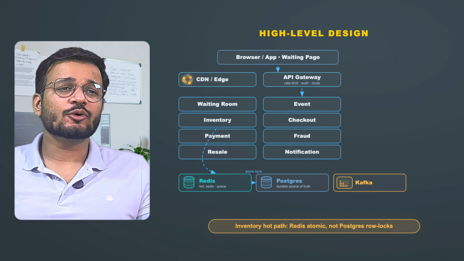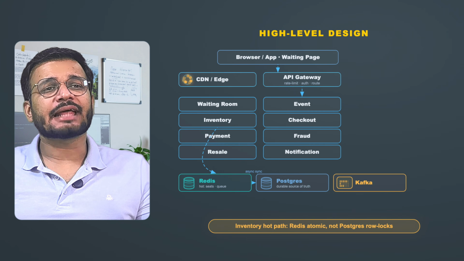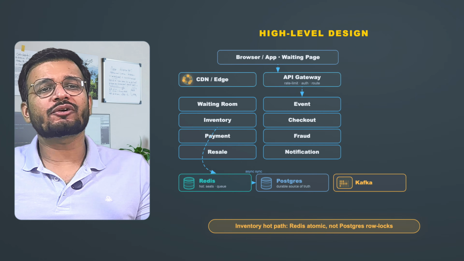For a 70,000 seat venue, the entire inventory fits into one Redis instance. Postgres is used as a durable store. Redis is the hot path, synchronized back to Postgres asynchronously.